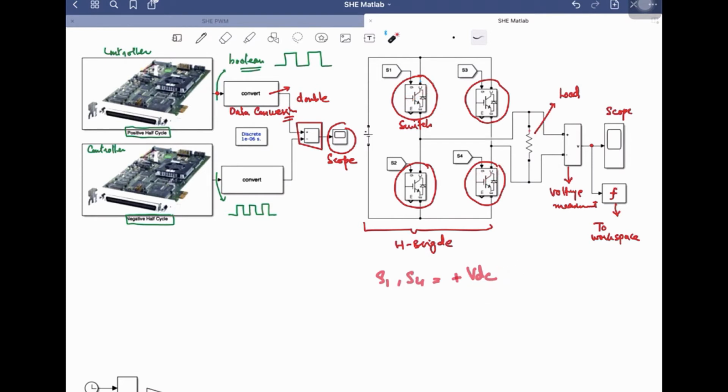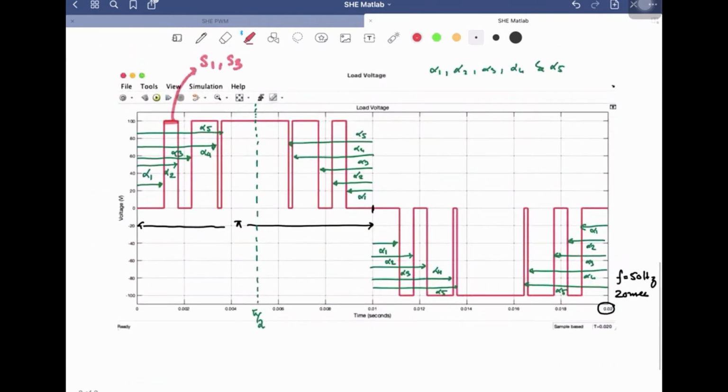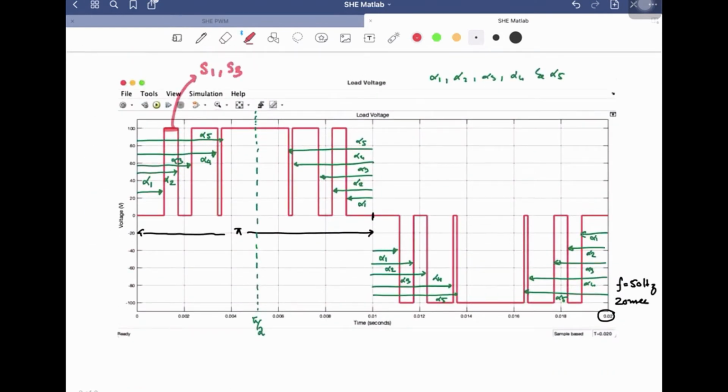And if we are going to turn on S2 and S3, you will be getting minus VDC across the load. And if these switches are off, you will get 0 volt across the load. So we have these three combinations over here, and we will be using those to generate our voltage waveform. Now if I go back and look at this one, to get this voltage, I will have to turn on S1 and S4. Similarly over here, I will have to turn on S1 and S4, and to get the 0 voltage, I will be turning off all the switches.